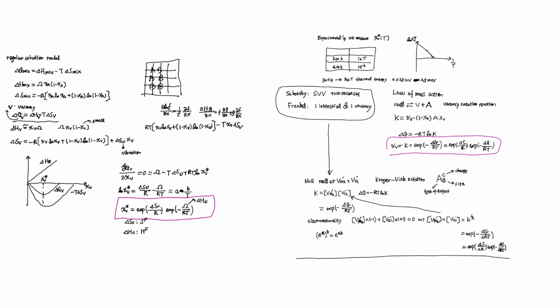For the entropy part, we have the same entropy of mixing, because by creating two species instead of one, we have this entropy of mixing, also called configurational entropy. So we can simply copy that term down here, but replace X_A by X_V.